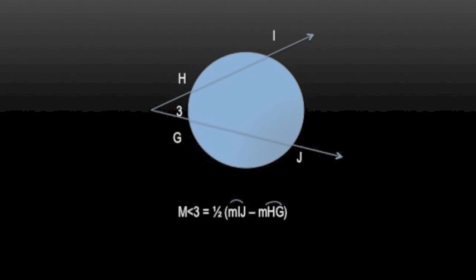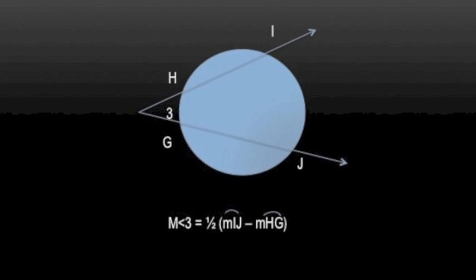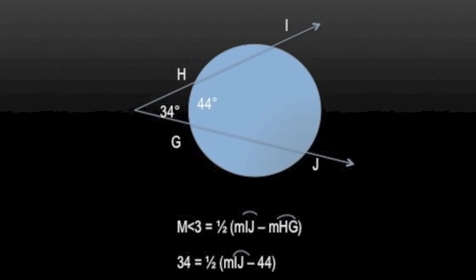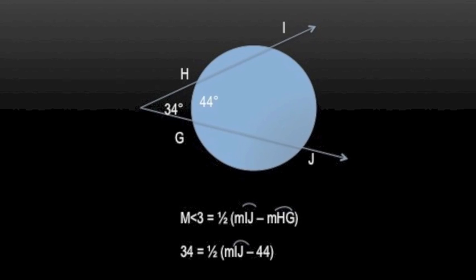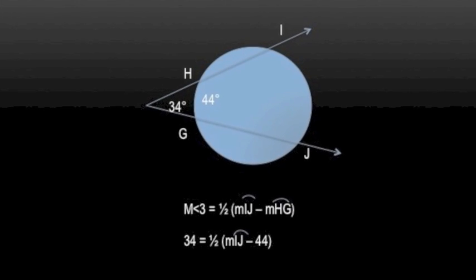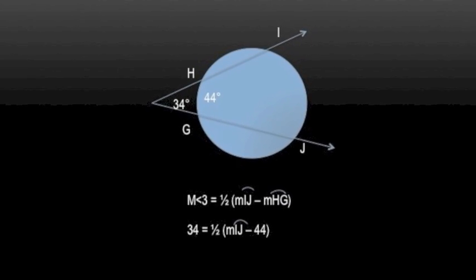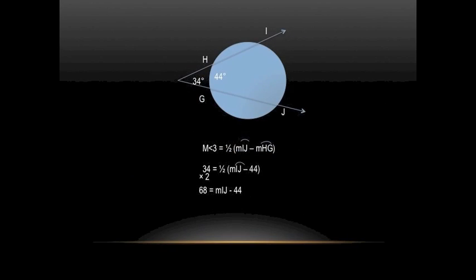You also have to use angles outside the circle theorem for this one. First, plug in what you know. Angle 3 is 34 degrees, and the measure of HG is 44 degrees. Then, you multiply 34 by 2 to get 68, and you add 44 to 68 to get rid of the negative 44, so that the measure of arc IJ is equal to 112 degrees.